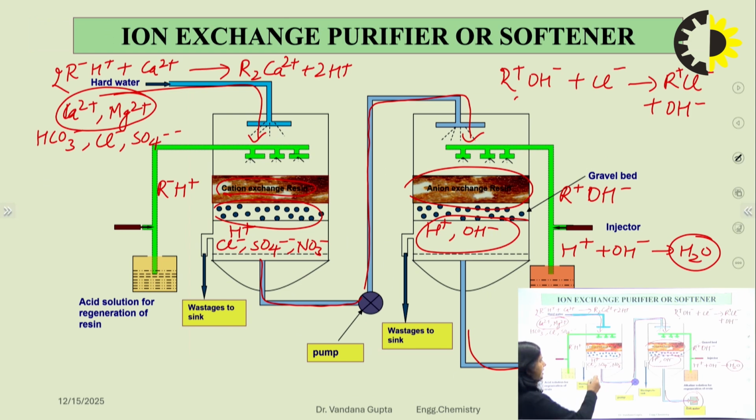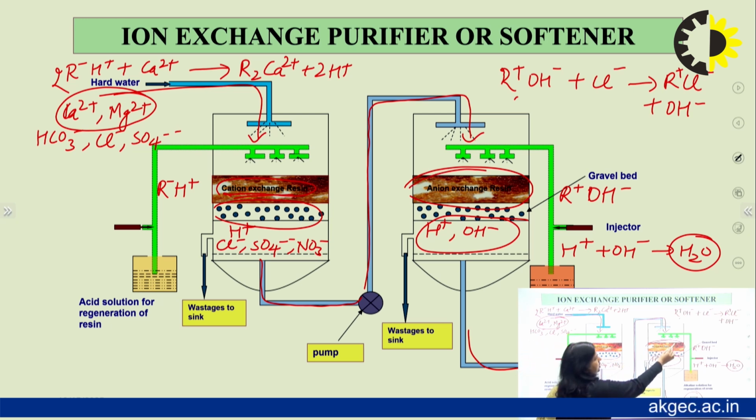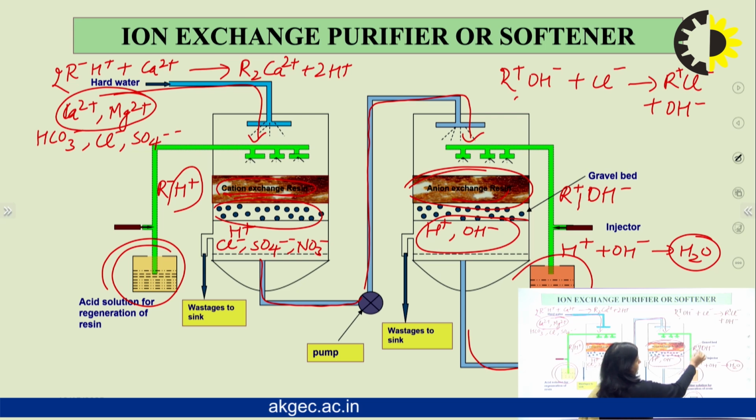After some time, cation exchange resins and anion exchange resins get exhausted and they lose their ion exchange capacity. At that time, the supply of hard water is stopped and these resins are regenerated. Cation exchange resins are regenerated by acid because acid provides H+ ions, which they have lost. And anion exchange resins are regenerated by an alkaline solution or any base because they lose their OH- ions.